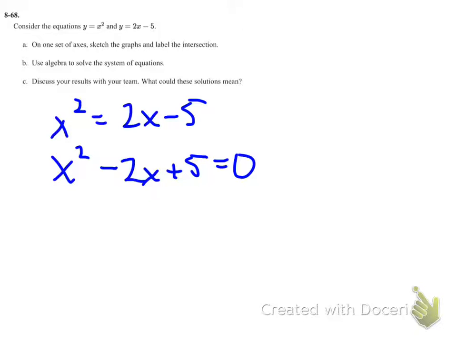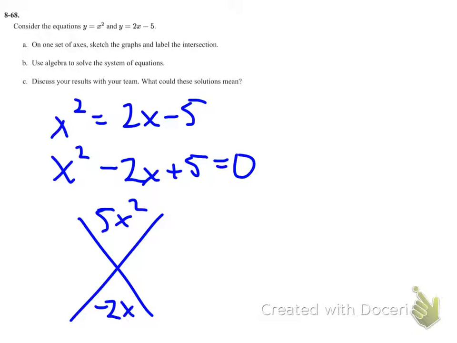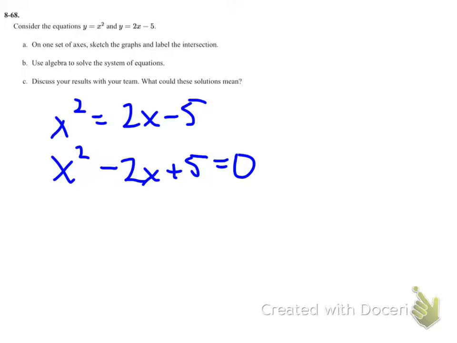From here, I have different methods of solving. So I could use the quadratic formula. I could use completing the square. I can't factor it. You can't factor it. If you tried, you're making a diamond problem, you'd have 5x squared, negative 2 on the x on the bottom. Nothing works here, so it cannot be factored. So my two options are the quadratic formula and completing the square. I don't care whichever way you want to go about doing it, you're going to get the same result either way.